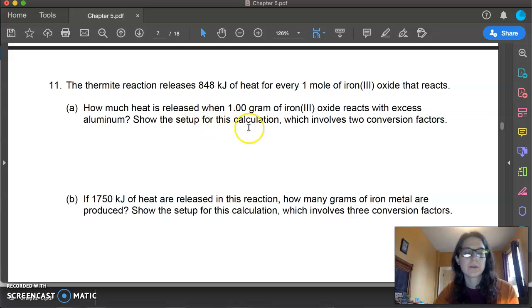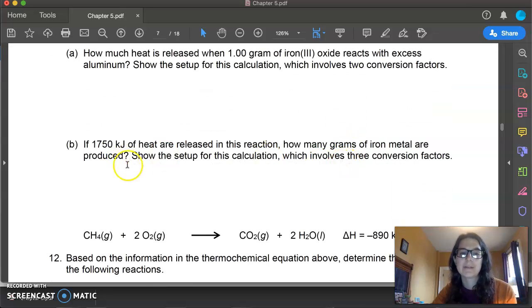Okay, so again, it should be 5.31 kilojoules released. Part B, if we have 1,750 kilojoules released, how many grams of iron are produced? So this way we're kind of working backwards.